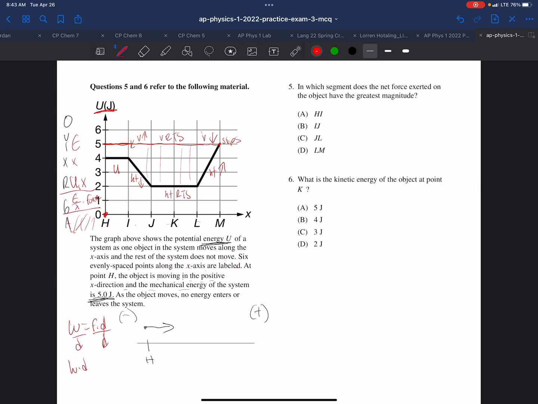All right, so which segment does the net force exerted on the object have the greatest magnitude? The net force, well, the force we said is the slope. So they're asking when is the slope the steepest, and that is LM. And if we look at HI, during HI, there's no change in energy. IJ, there is change, but it changes 2 units over one distance. And here we have it changing 3 units, so it's greater L to M. JL remains constant, so those two are out, constant, and IJ is less than LM.